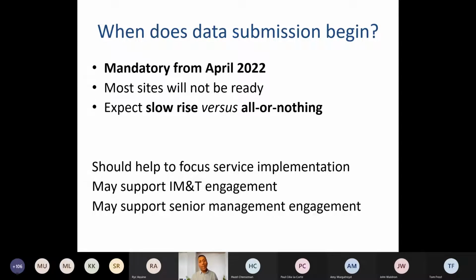The data submission, when does it begin? Well, actually, it's mandatory from, in fact, this next week, but we fully expect that the vast majority of sites won't be ready. And they won't be ready for a couple of reasons. Number one, they may not have services up and running in their trust yet, because they're still at the point of hiring tobacco dependency advisors, or this has only become a realisation in the last few weeks and months, and it's going to take time to set up the IT system, and we fully expect that. We expect a slow rise, i.e. trusts to start providing data, inputting data gradually, rather than it being all or nothing from across the country or any particular trust.